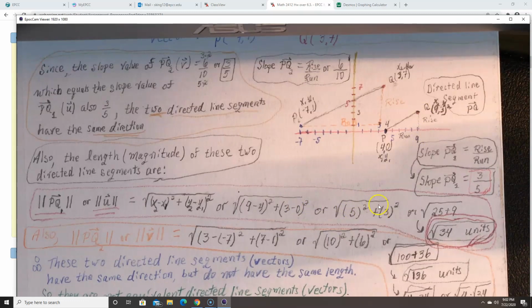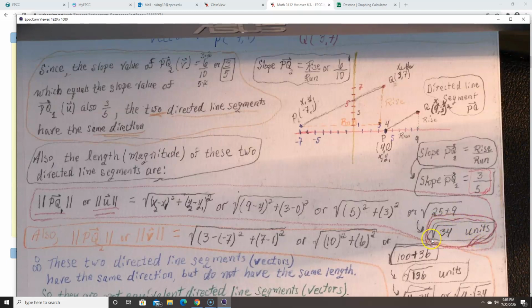But then to get the magnitude or the length, we have to do this distance formula, which is now square them. 5 times 5 is 25, of course. 3 times 3 is 9. 25 plus 9 is 34, and then the magnitude or the length of this directed line segment PQ, or we can say vector U, is the square root of 34 units.